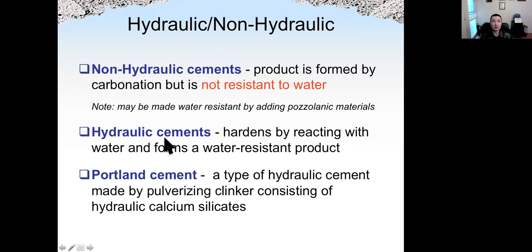Hydraulic cement, on the other hand, is hardened by reacting with water, and the final product is water resistant. And Portland cement, which is the name for modern cement, so everybody uses Portland cement now, is a type of hydraulic cement. It is made by pulverizing, which is grinding, clinker. Clinker is the product we're going to talk about in a moment, and it consists of hydraulic calcium silicates.